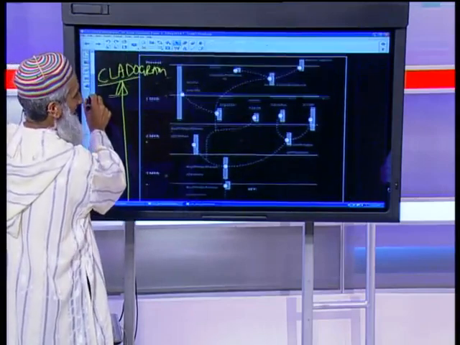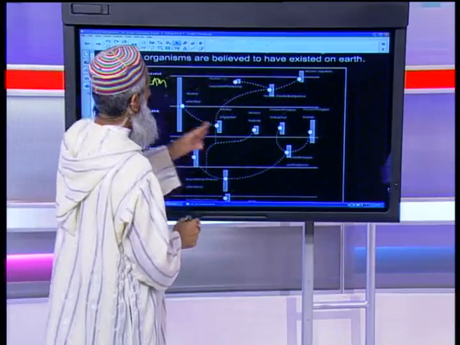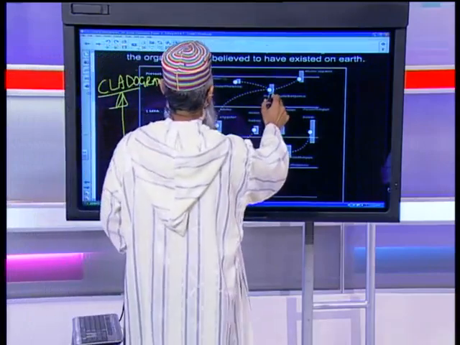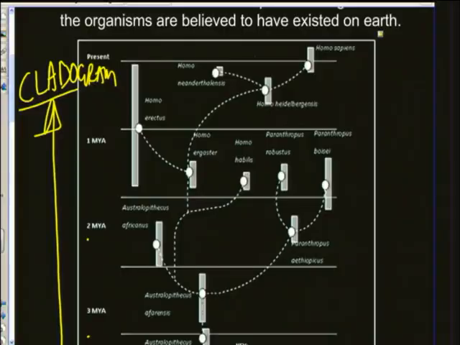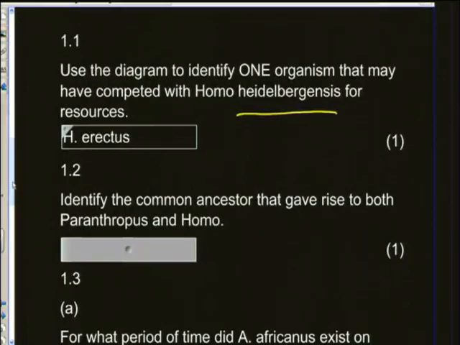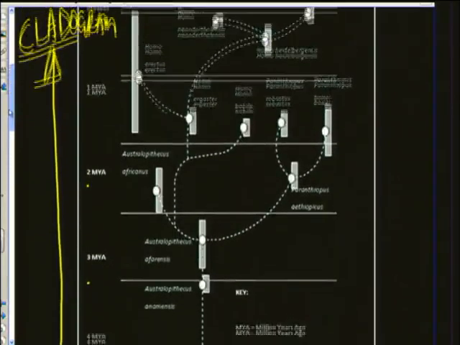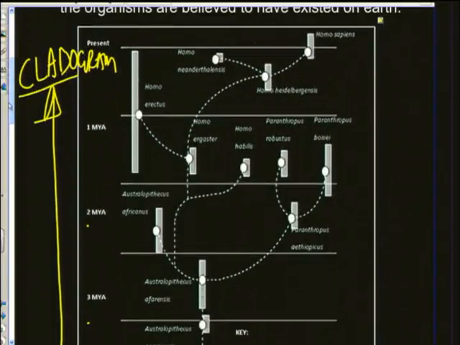It was Homo erectus. Okay? Why? Let's go back to this thing here. All right? Look at that period, and look at where they are. Homo erectus is the one that's there, and if you look further, you'll see the same things further as well. Okay? Identify the common ancestor that gave rise to both Paranthropus and Homo. So Paranthropus and Homo, we must look for them here. Where's Paranthropus? There we go, right? Paranthropus is around there.